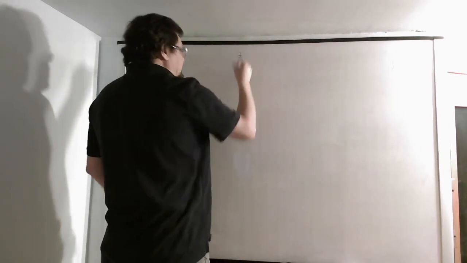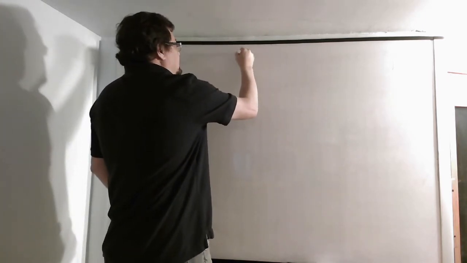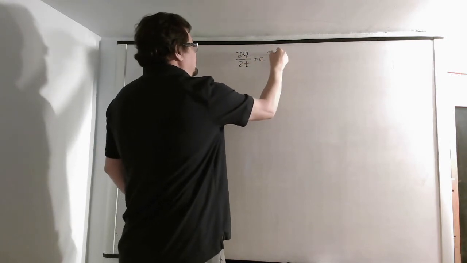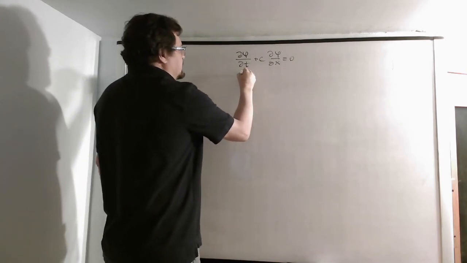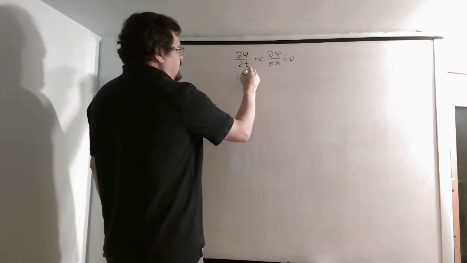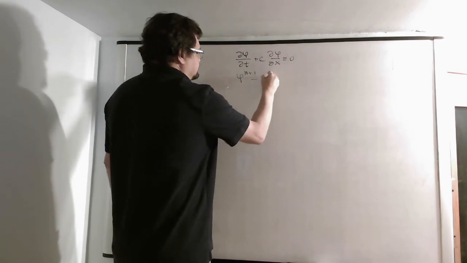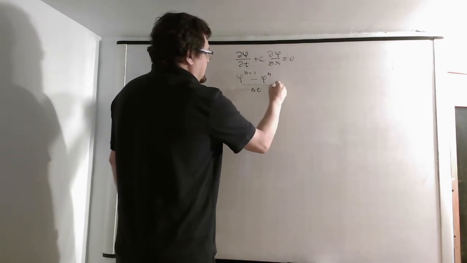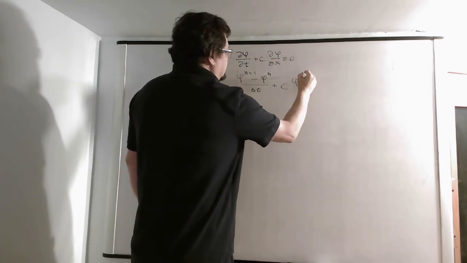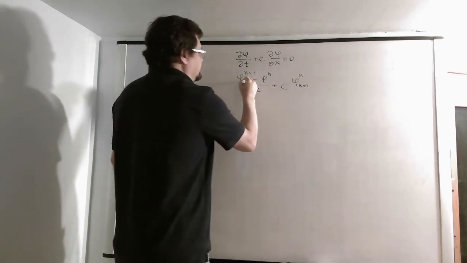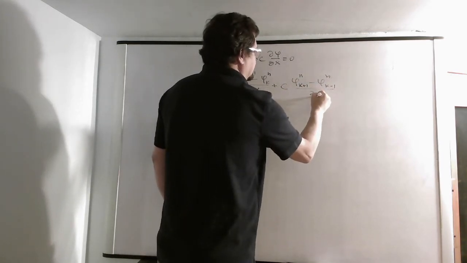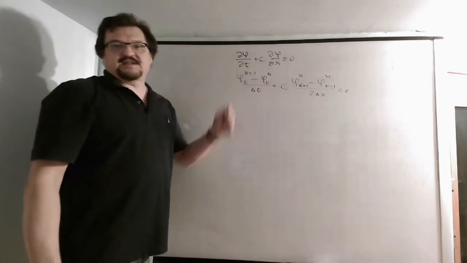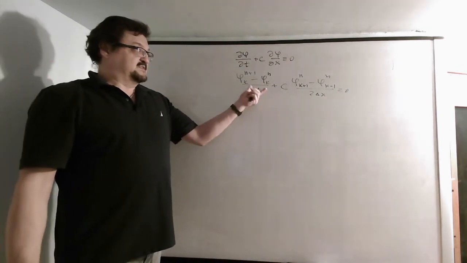So we have this advection equation, dφ/dt plus c dφ/dx equals zero. And we use the Euler scheme, (φ_k^(n+1) minus φ_k^n) over delta t plus c (φ_(k+1)^n minus φ_(k-1)^n) divided by 2 delta x equals 0. And of course this scheme is unstable, but this one is the explicit scheme.